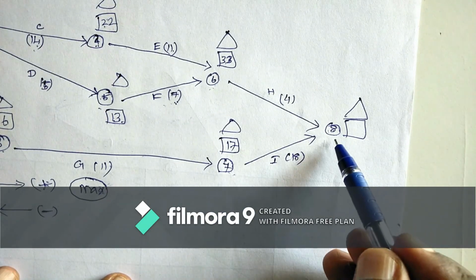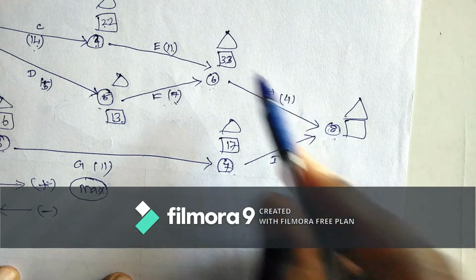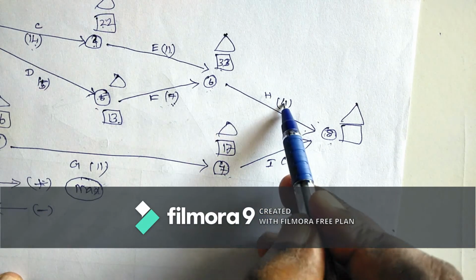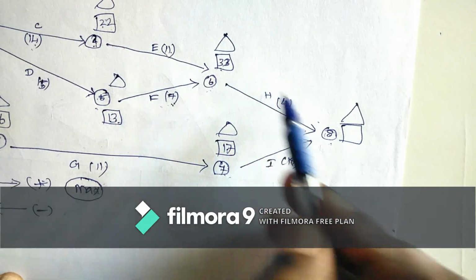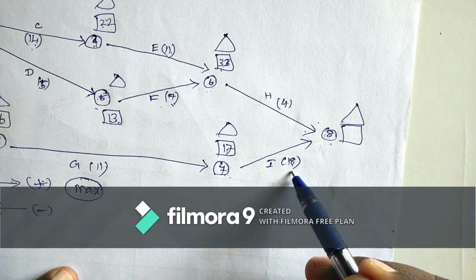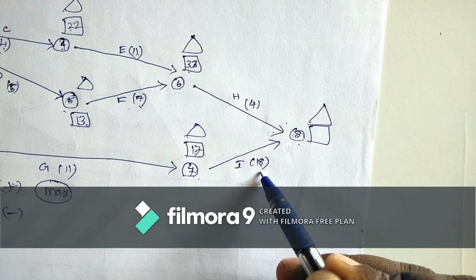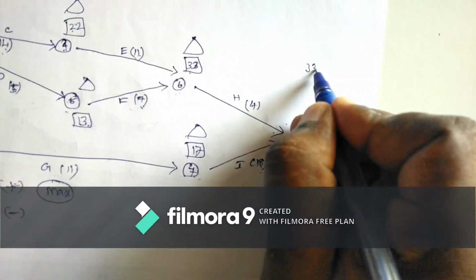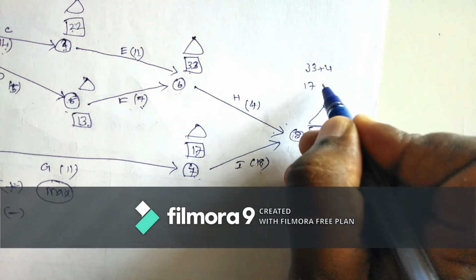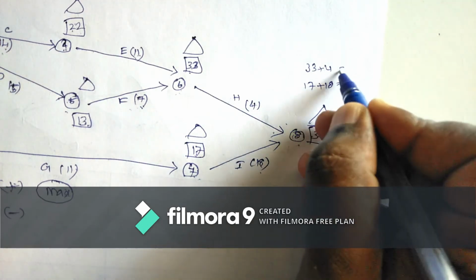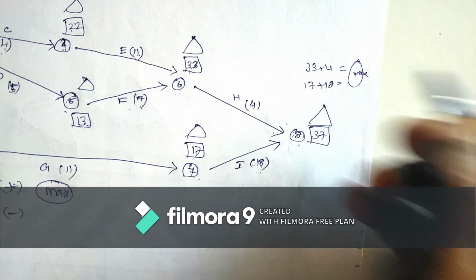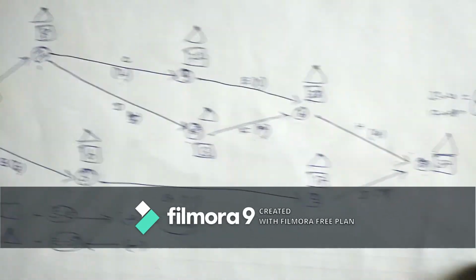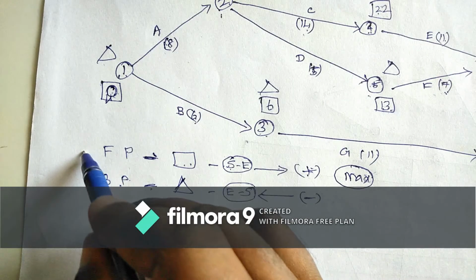Now the final one. For the eighth one, here also two previous values, 33 and 17. Current values 4 and 18. So 33 plus 4, 17 plus 18. So the maximum value is 37. That is 33 plus 4, versus 17 plus 18. So we pick the maximum value, 37. So these are the forward pass values. Now the forward pass is over.